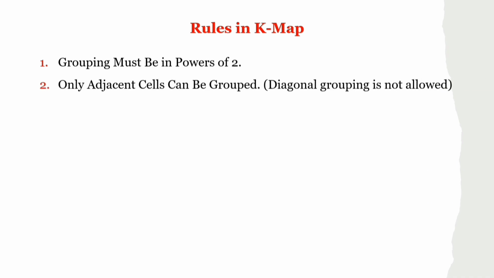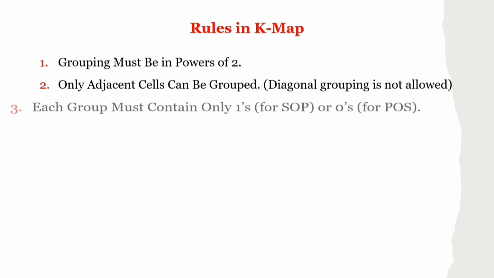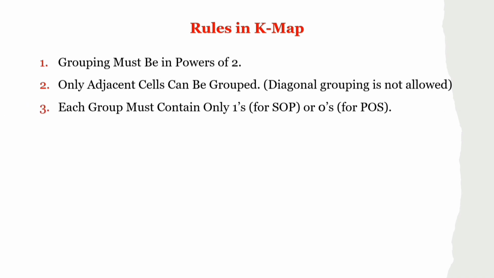The second rule is only adjacent cells can be grouped. This means diagonal grouping is not allowed in the K-map. We can only group the adjacent cells. And the third rule is each group must contain only ones for the SOP or zeros for the POS simplification. SOP and POS are the two types in the K-map. SOP stands for sum of products and POS stands for product of sums. In SOP, 1 is the dominant value and in POS, 0 is the dominant value.